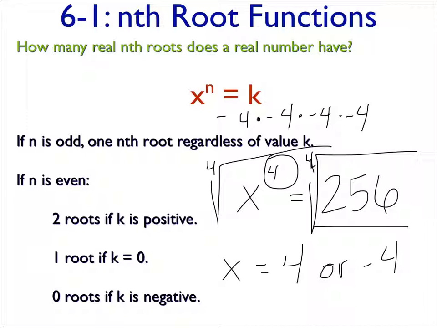You have one root if you're taking the root of 0. There's 1, and that's going to be 0. And obviously there's 0 real roots if you're taking the root of a negative number, because that would give you an imaginary number, which we will get into later, but not right now.